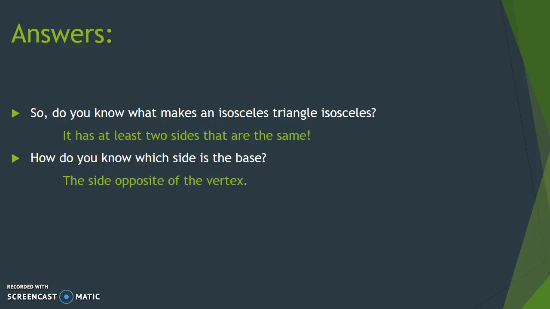And of course, mentioned in that video was the equilateral triangle as well, but we typically call an equilateral triangle equilateral rather than isosceles. You know that the base of an isosceles triangle is the base because it is the opposite of the vertex, and the vertex will be in between the two sides that are the same.